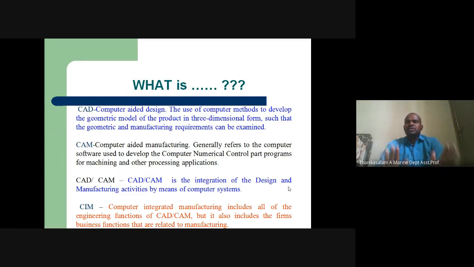CAD means using a computer to design the particular component. CAM means using part programs to machine the particular components. CIM means, along with design and manufacturing, all other activities like human resource management, marketing, sales, forecasting, everything. That is called computer integrated manufacturing, which includes all of the engineering functions of CAD CAM, but it also includes the firm's functions that are related to manufacturing.